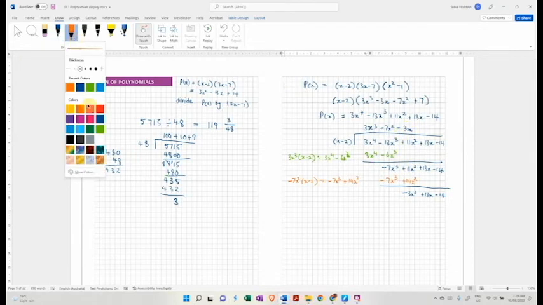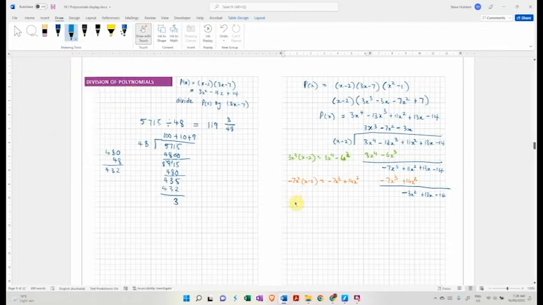What have we got left? We'll try a turquoise. We've got minus 3x times x minus 2, and that gives us minus 3x squared plus 6x. Bringing that down, 13 minus 6 is 7x minus 14.